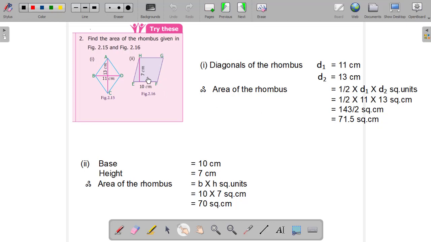Then come to the second figure. Base and height are given. So base is equal to 10 centimeter. Height is equal to 7 centimeter. Then what's the formula? Area of the rhombus is B into H square unit. We can use this formula here. Why? We know base and height. So simple multiplication formula. So 10 into 7, base is 10 and height is 7. So 10 sevens are 70 square centimeter.